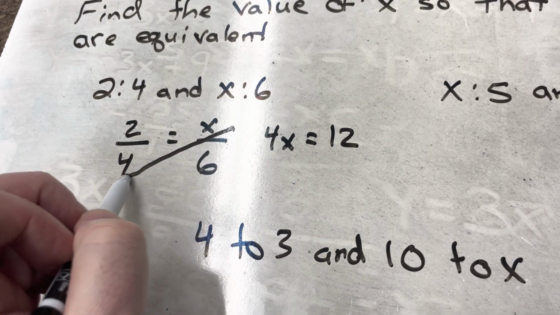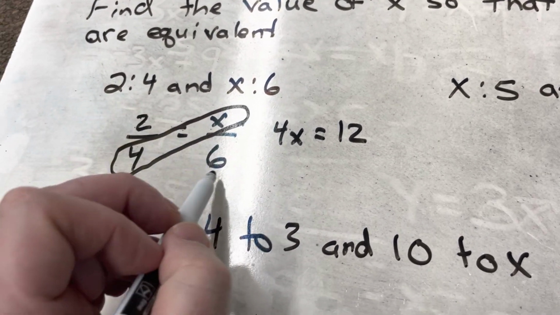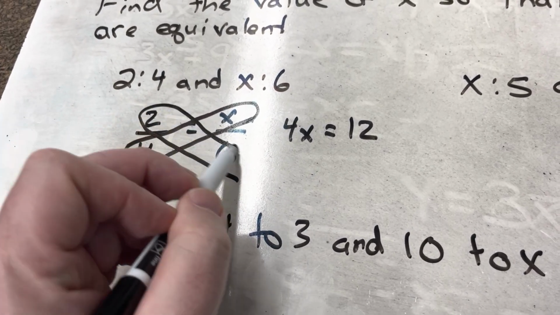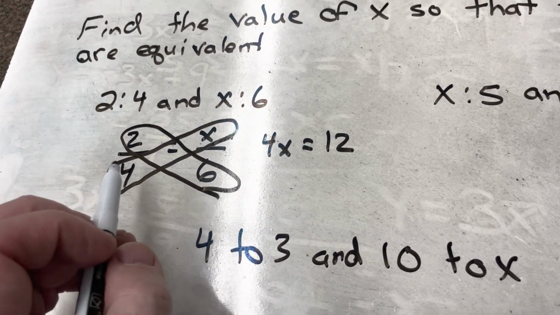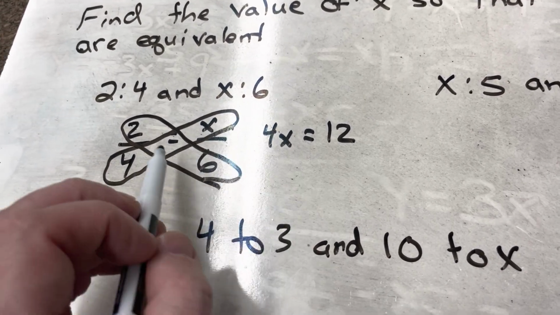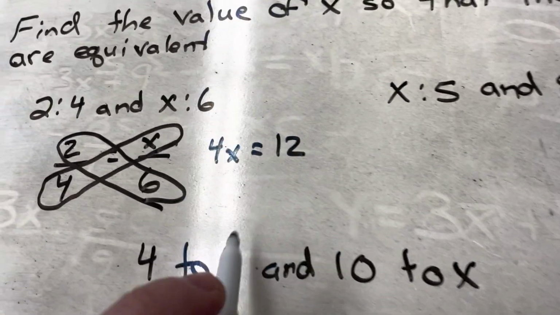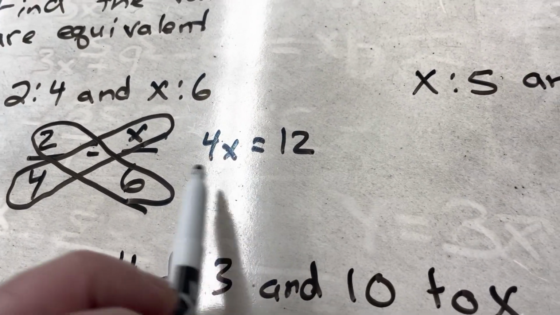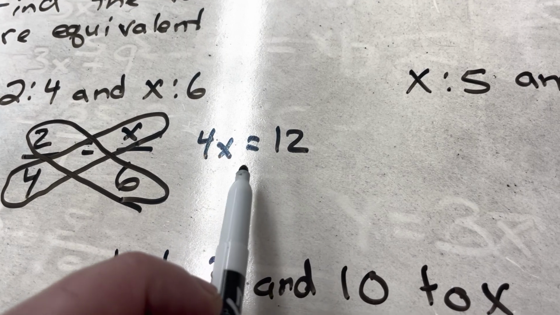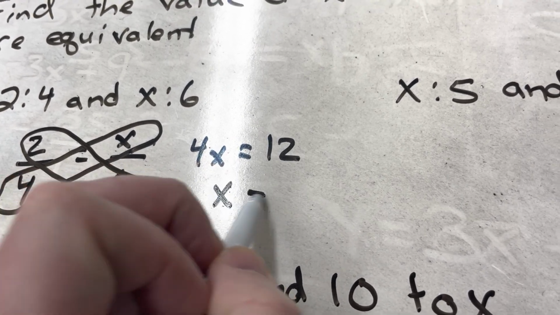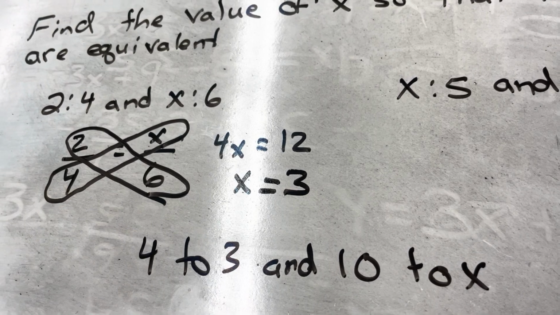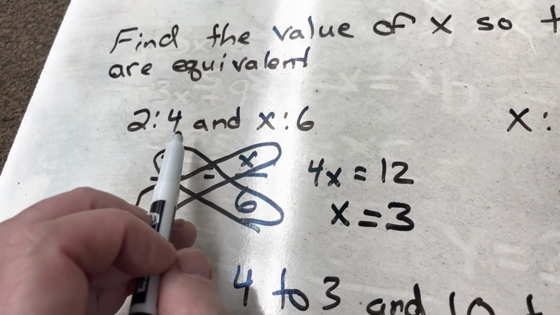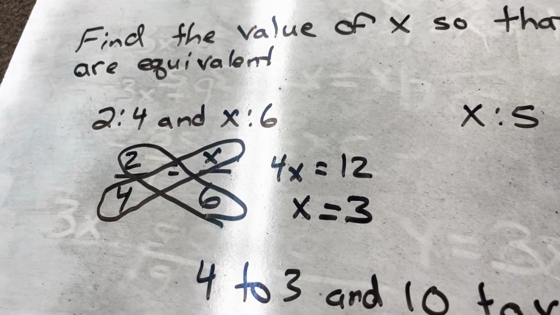Remember, cross multiplication is always those two and those two. So 4 times x equals 4x, 2 times 6 equals 12. 4x equals 12. This is old school now in 7th grade. I'm just going to divide both sides by 4, which tells me that x equals 3, which makes sense because 2 is half of 4 and 3 is half of 6.